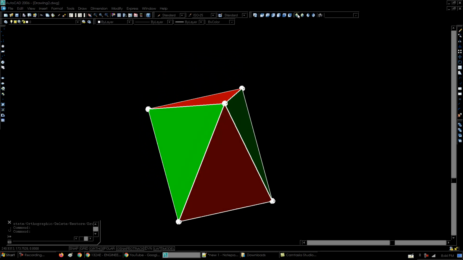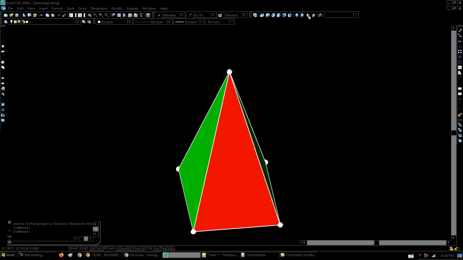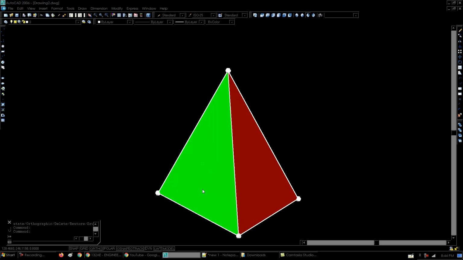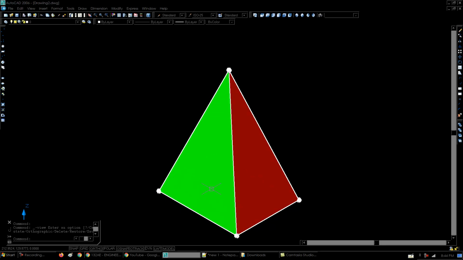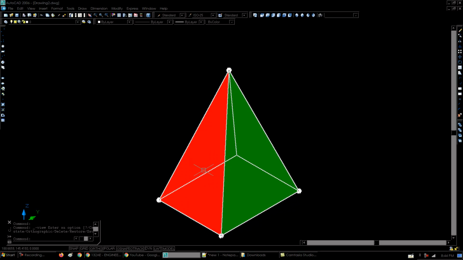So when you see this pyramid in isometric view, this is how it appears. You can see this is how it rotates. This triangle, the green triangle here, is the bigger triangle, whereas the red triangle that you see here is the smaller triangle. So when he's talking about the big and small triangles, this is what he means. The green one is the bigger triangle, the red one is the smaller triangle.